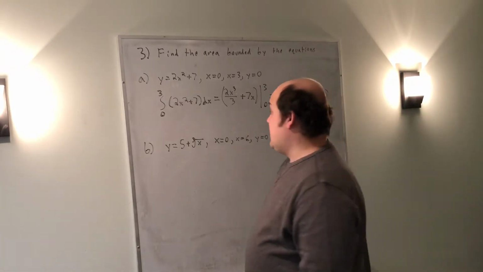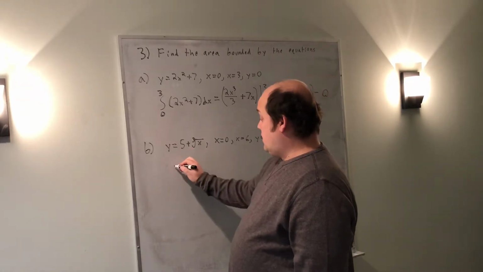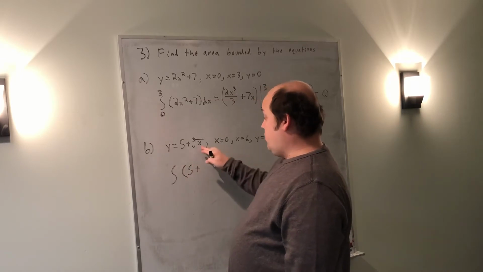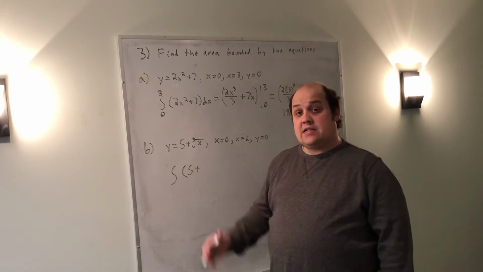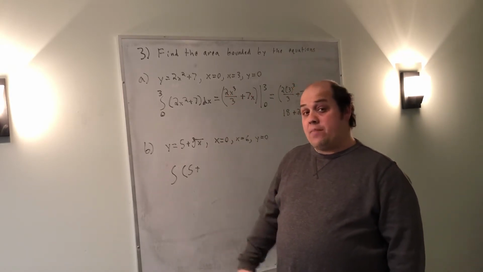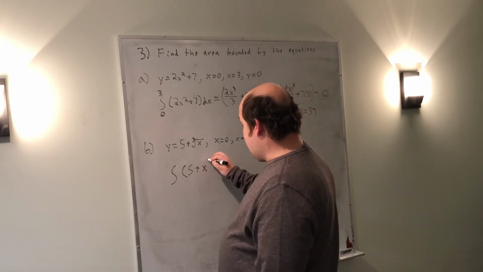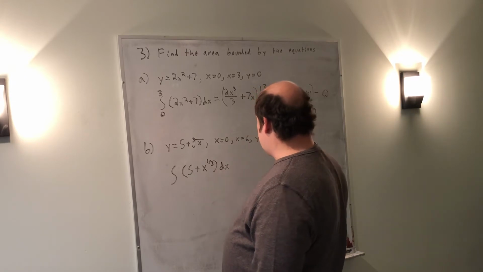For part B, I do the same thing. I start by saying this function is inside my integral, 5 plus the cube root of x. When I go to write the cube root of x, I'm going to write it as power over root so that I can then integrate properly. So instead of writing cube root of x, I'm going to write x to the 1/3 here. It's going to be with respect to x.